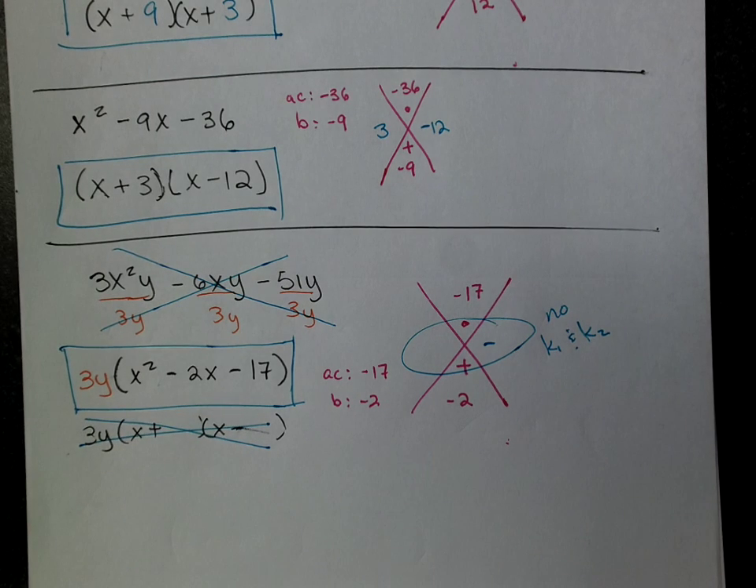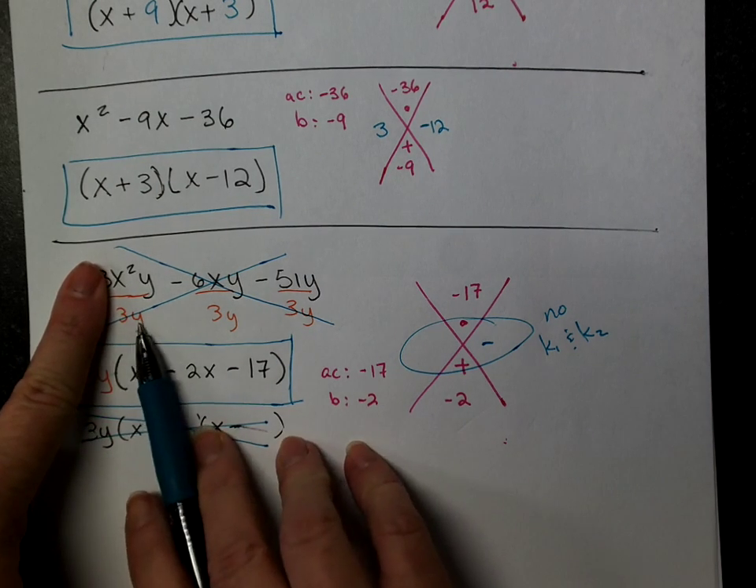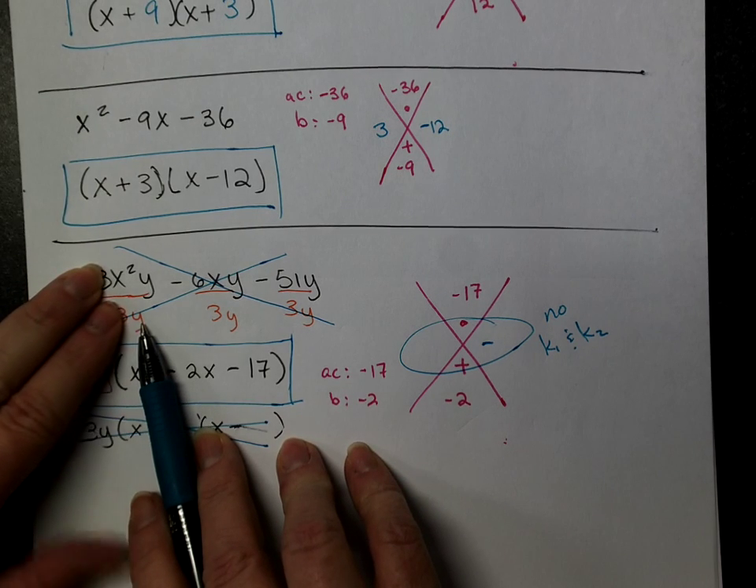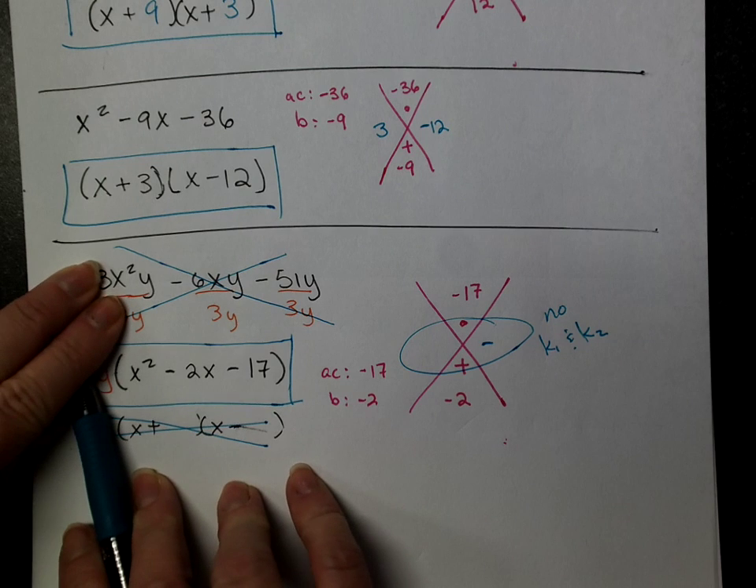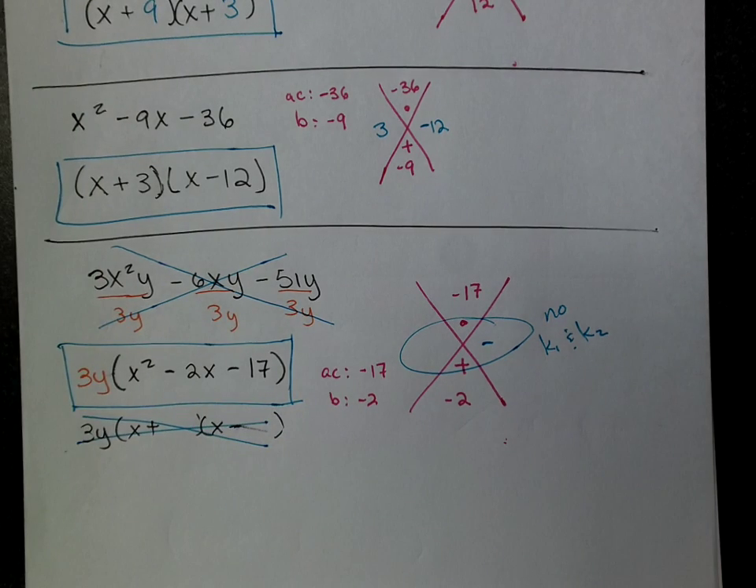So only if it didn't have a 3 in front of the x squared, then it would be prime? No, if you could still take out the y. You might have just been able to take out a y. If there was no 3 here, you could only take out a y, and then your answer would be that. No extra stuff. If you can divide out anything, number, variable, or both, then that's a GCF.